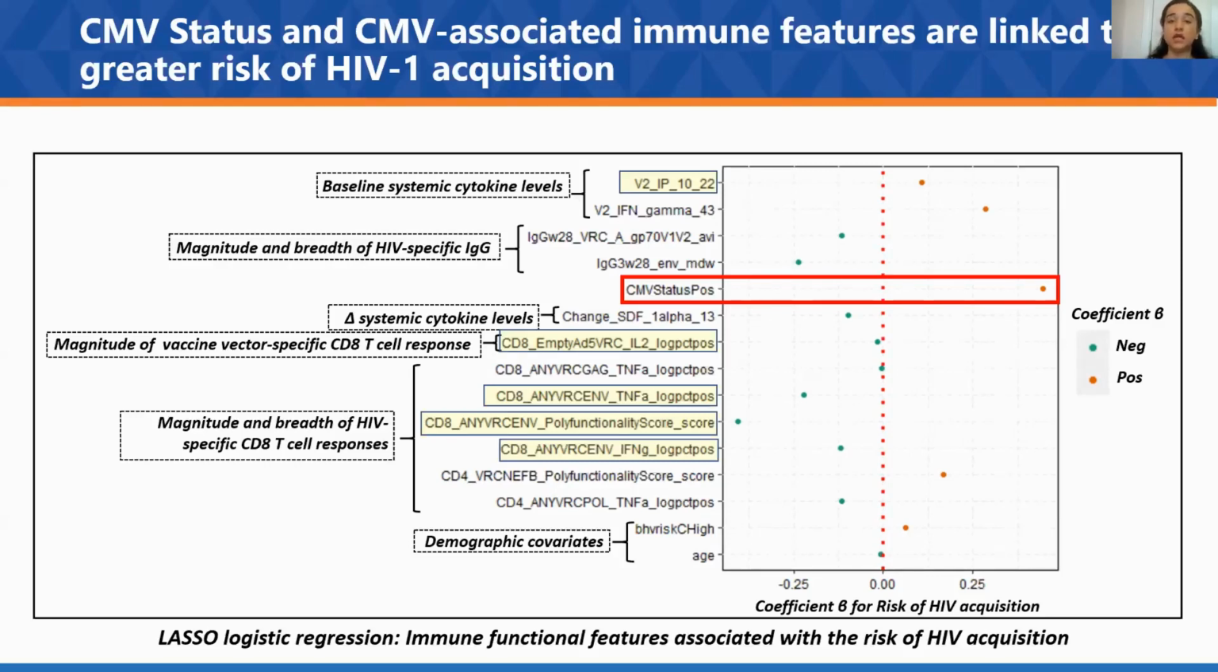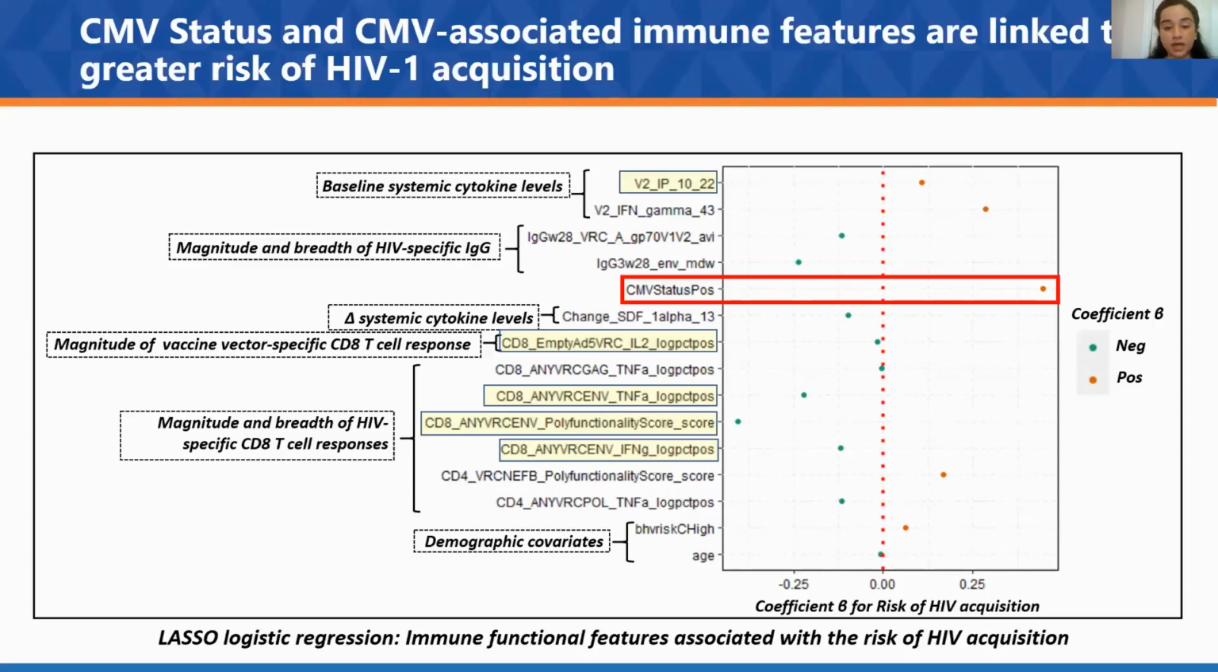And we wanted to see, while we are controlling for all these features that have previously been shown to be significantly associated with the risk of HIV acquisition, whether CMV status is still associated with the risk of HIV acquisition. And it showed that CMV status is actually associated with the risk of HIV acquisition when we control for all these additional features. The ones highlighted in yellow here are also independently associated with CMV status as well.